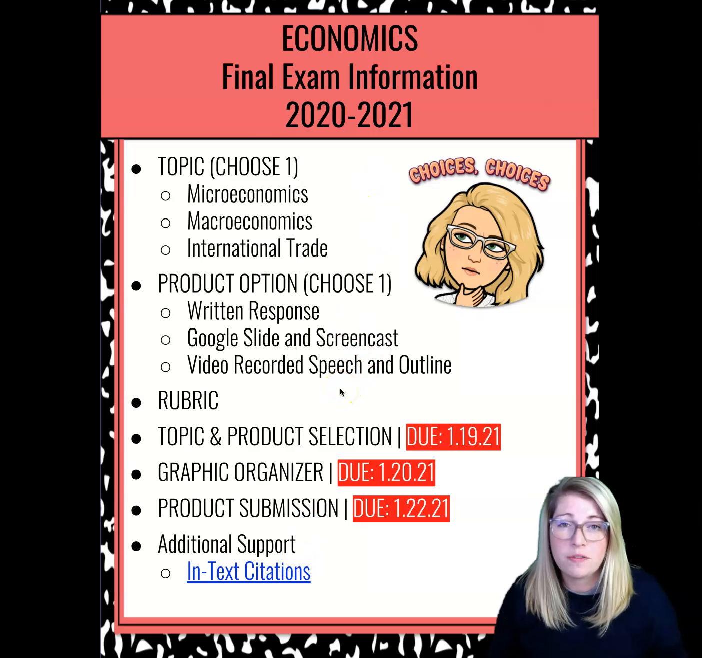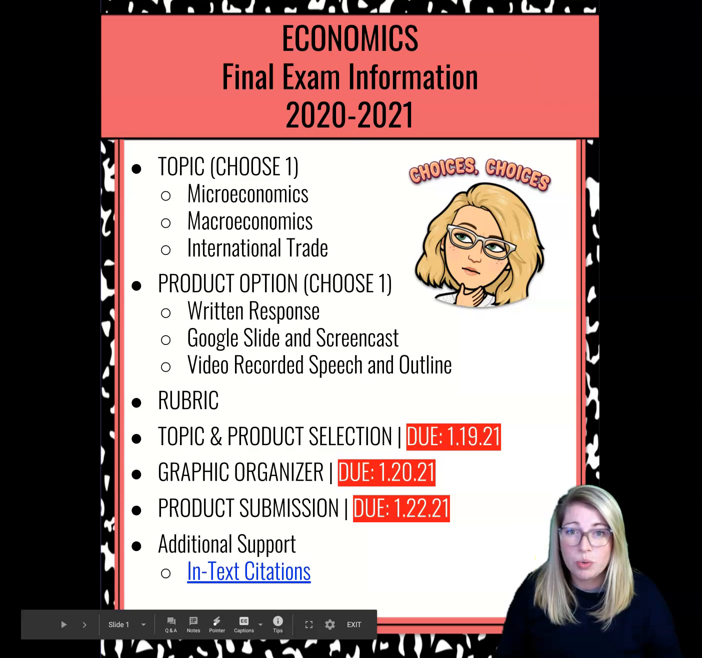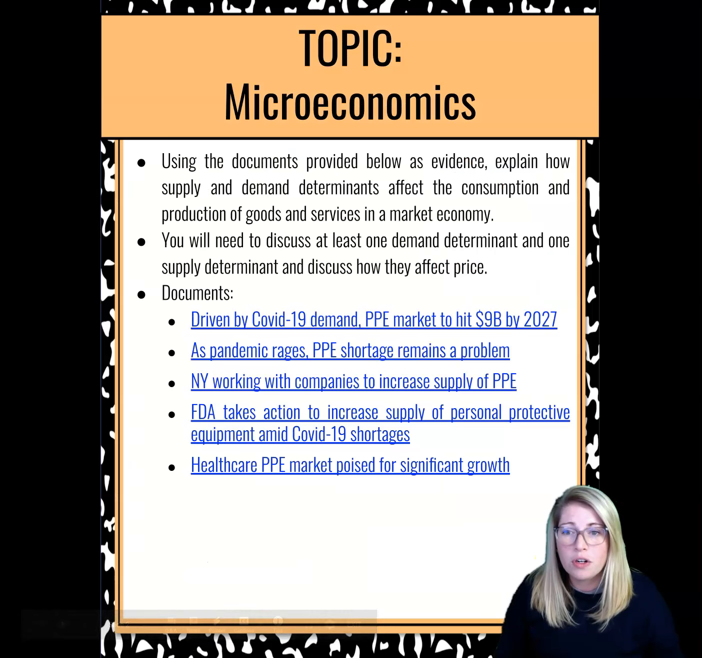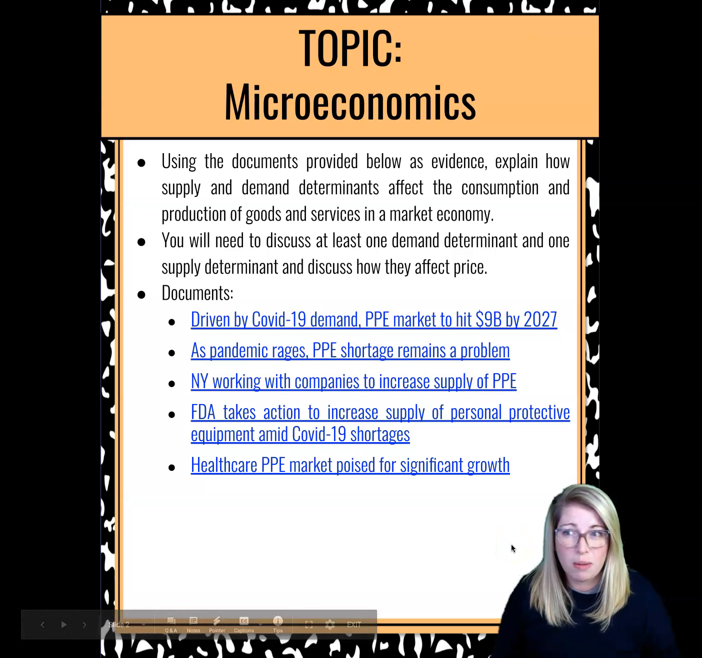All right, so let's talk about the different topics. There are 3 choices that you can look at for this final exam. You only need to choose one. Your first topic choice is microeconomics. We chose different topics from this semester that might be the most relevant to you or you might have the best understanding. The first one is microeconomics.